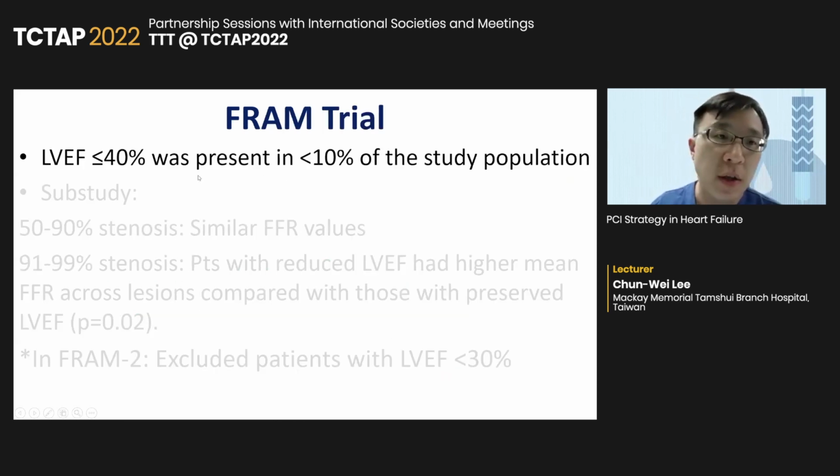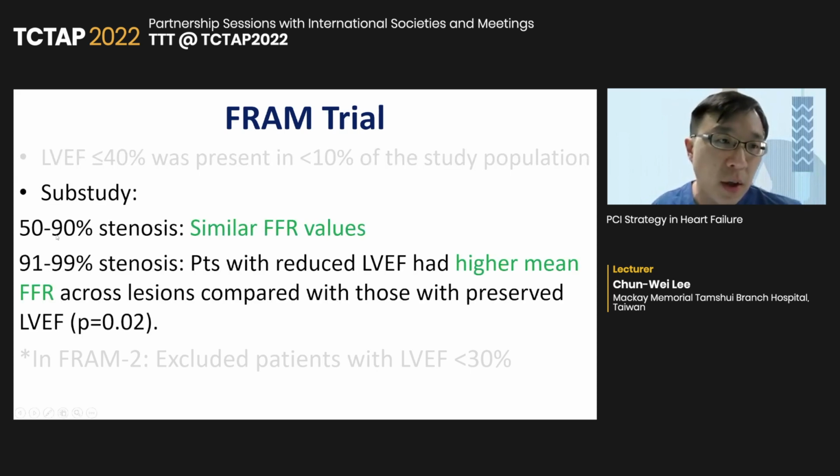In the FAME study, there are only less than 10% of the study population whose LV ejection fraction is below 40%, which means that in the FAME study, there are not plenty of people who could show the evidence of FFR in heart failure patients.